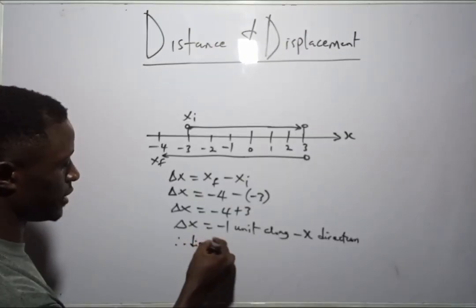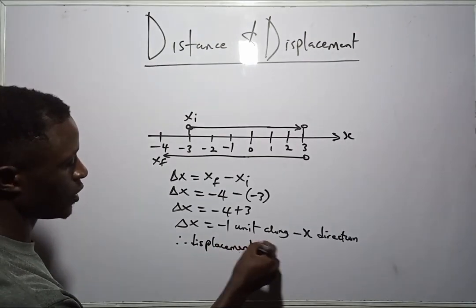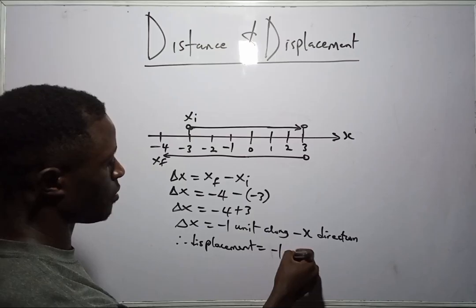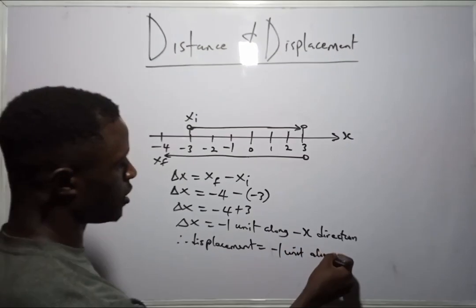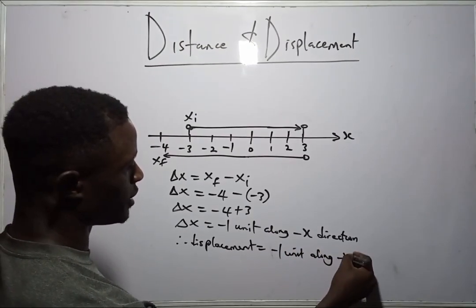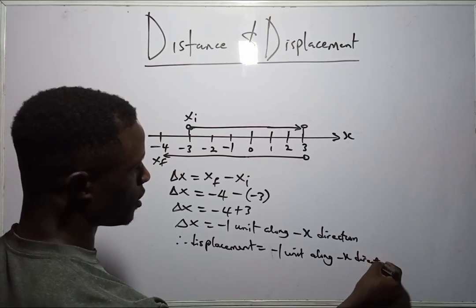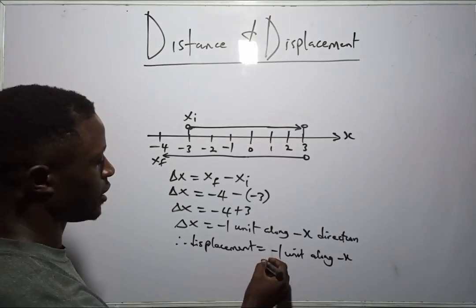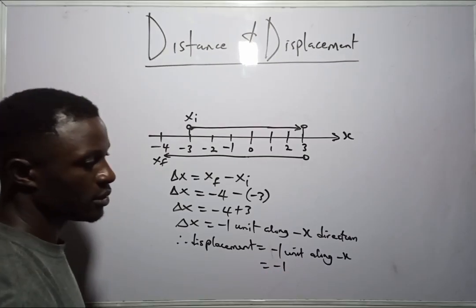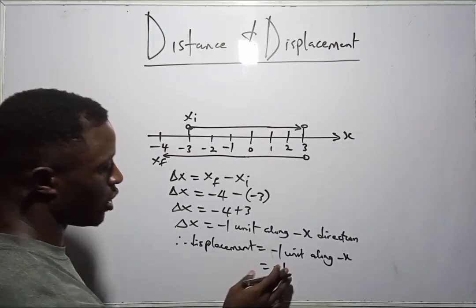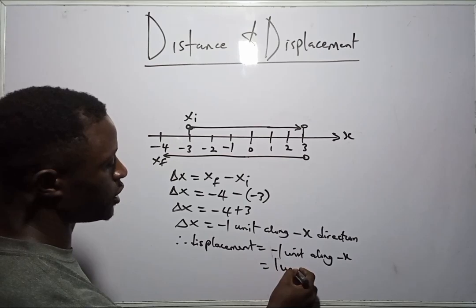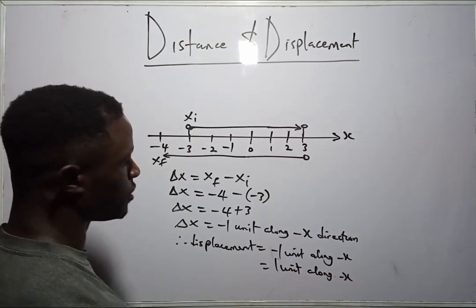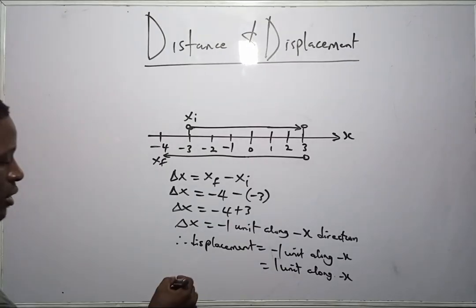Say displacement is -1 unit along negative x direction. Negative x, or you can just say -1. You can leave it like that, or you can even write 1 unit along negative x. If you write it this way, you are still correct.